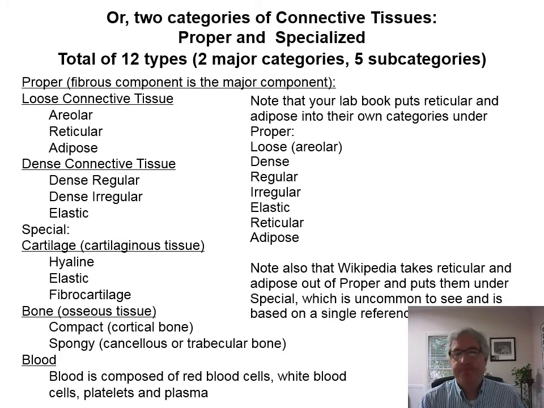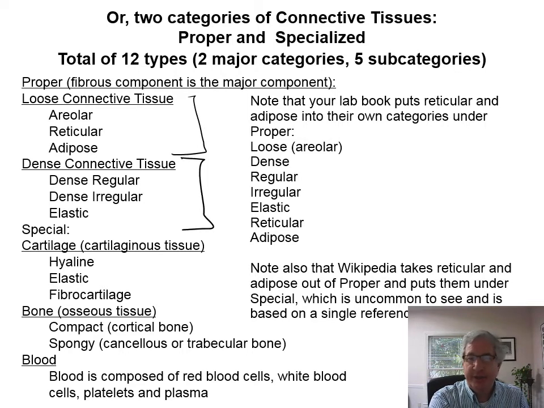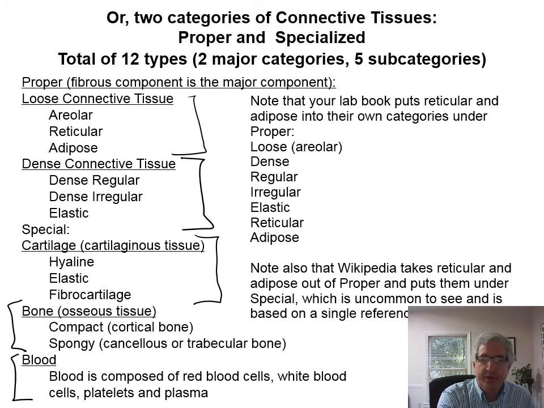So in the book, the other problem is they also take some tissues and put them into their own category. So I'm going to stick with the 5 categories. Loose connective tissue containing areolar, reticular, and adipose. Dense connective tissue containing dense regular, dense irregular, and elastic. Then cartilage or cartilaginous tissue containing hyaline cartilage, elastic cartilage, and fibrocartilage. And then bone containing compact and spongy bone, and blood. And blood is composed of various cells.